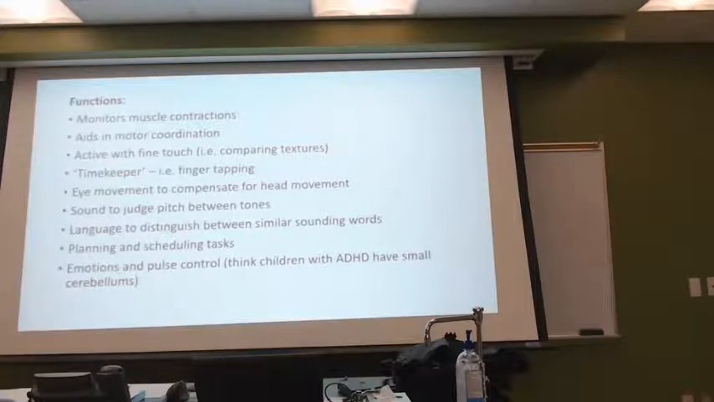The timekeeper, okay? Well, for example, finger tapping. All right? You ever know people who just have to constantly have something moving? I guess that's why they came up with fidget spinners and that sort of thing, okay? It's keeping track of all these muscular movements that are occurring in the body.